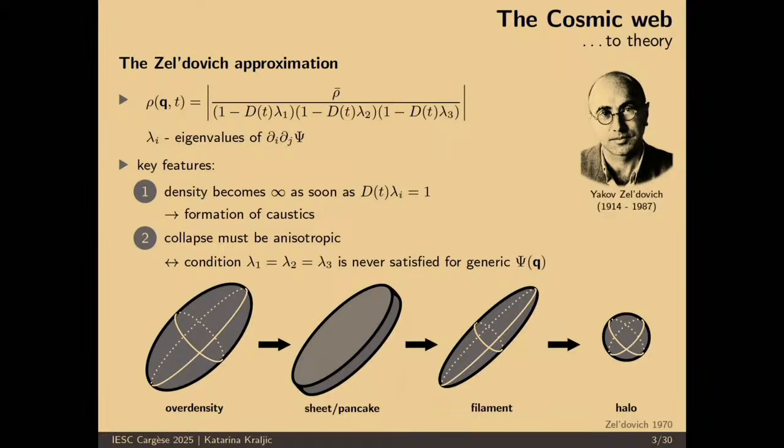The second thing is that collapse must be anisotropic. Why? Because the condition where lambda 1, 2, and 3 are equal is essentially never satisfied for a generic function of the potential. So what does that mean? That this non-spherical overdensity, because the overdensities are not spherical, will first collapse along one direction, forming two-dimensional sheets or pancakes. Then it will collapse in the next shortest direction to form a filament, and finally, along the third one, forming this dark matter halo.